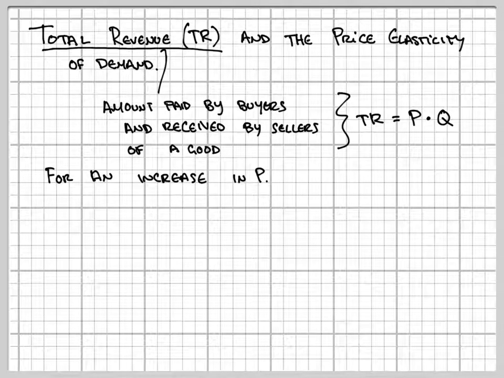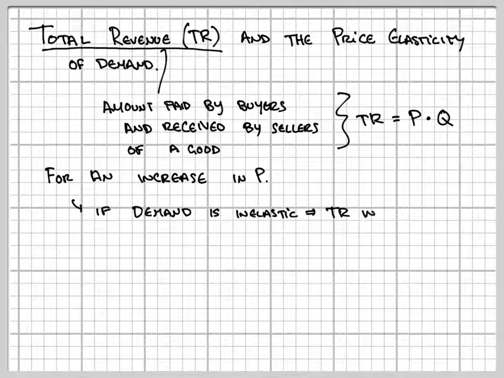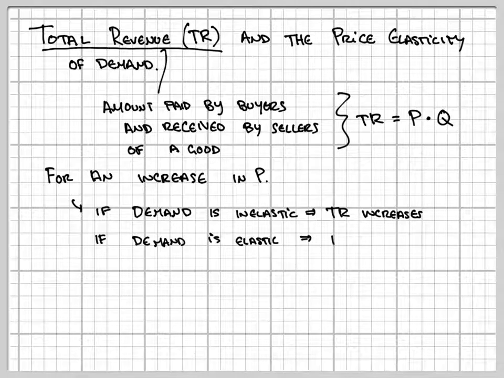So, if demand is inelastic, unresponsive to changes in price, then total revenue increases. If demand is elastic, then total revenue decreases. In this case, the increase in price is smaller than the decrease in quantity demanded.